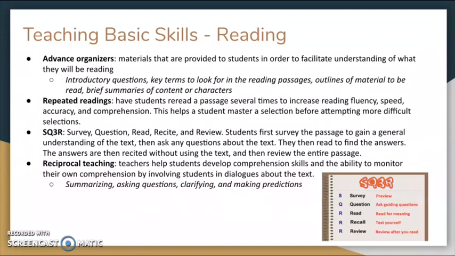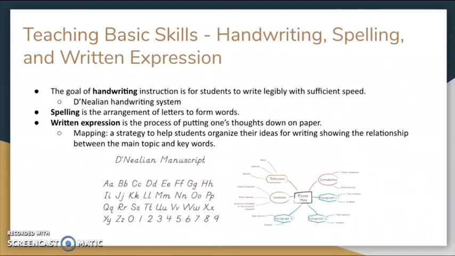Reciprocal teaching is where teachers help students develop comprehension skills and the ability to monitor their own comprehension by involving students in dialogues about the text. Examples of these are summarizing, asking questions, clarifying, and making predictions. The next basic skills are handwriting, spelling, and written expression. The goal in handwriting instruction is for students to write legibly with sufficient speed.